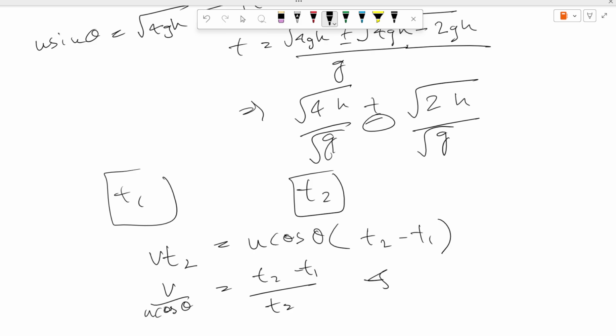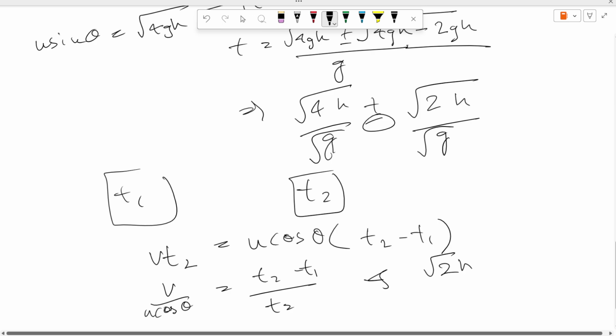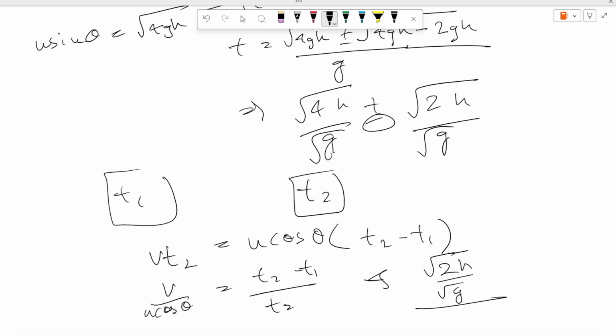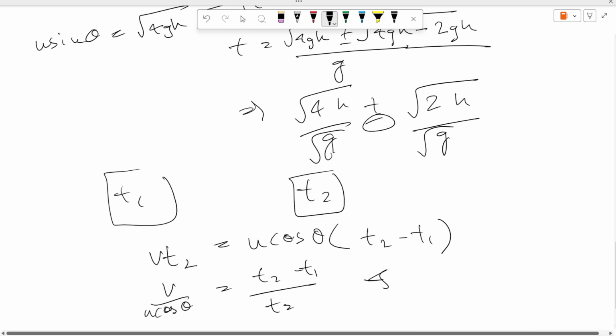Now if we try to simplify it, what do we get? t2 is root 4h, so we get root 2h extra upon root g, and then t2 itself is root 4h. Okay, I think I figured it out. I think it's going to be somewhat like this. I'm really bad at calculation, so you can just confirm my answer later on. But I think this is going to be the solution.